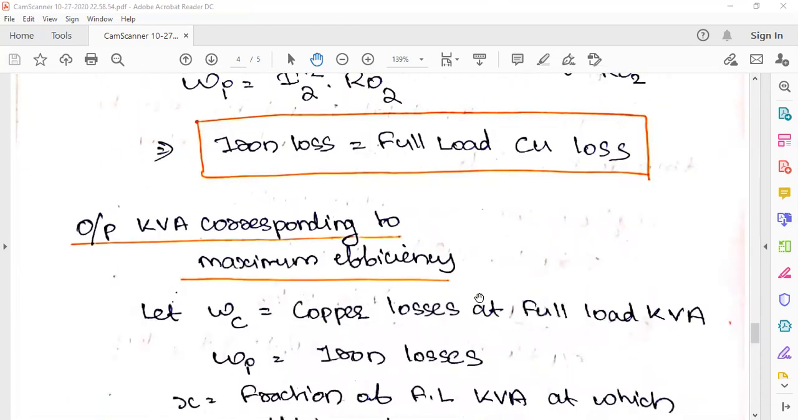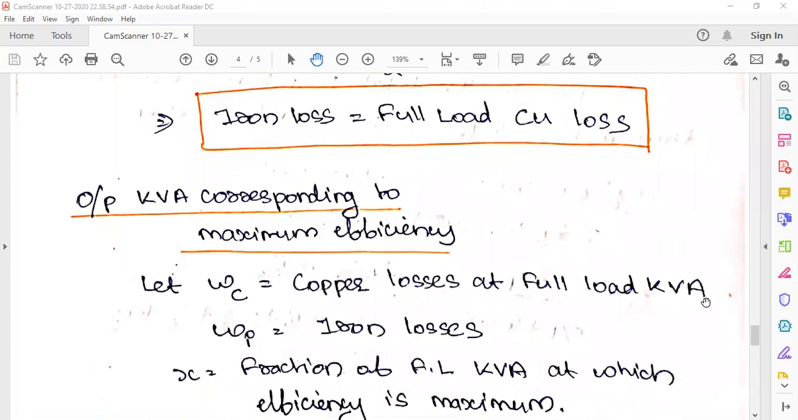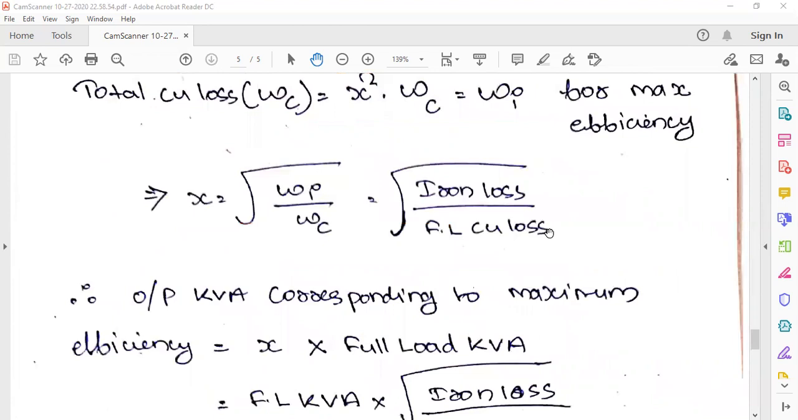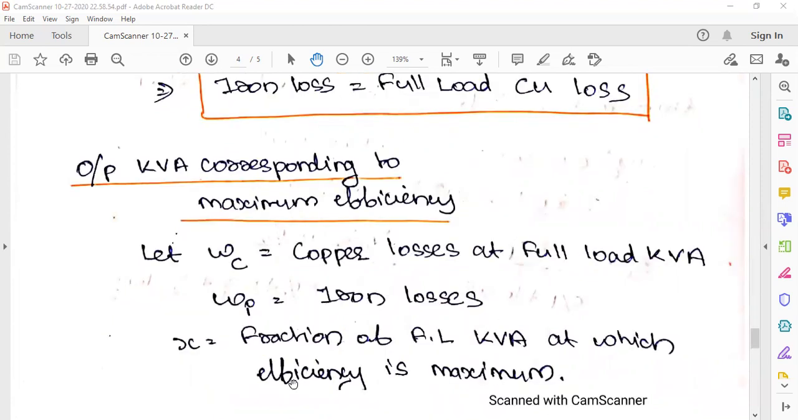Now let's see what is the output kVA corresponding to maximum efficiency. So Wc is the copper loss at full load kVA and Wi is the iron loss. Why do we always say full load kVA? Because 3 by 4th of the load means it will be 3 by 4 squared; that square term will come. Wi is the iron loss and x is the fraction of full load kVA, I said 3 by 4, 1 by 2, 2 by 3, whatever it is. So x is the fraction of full load kVA at which efficiency is maximum.